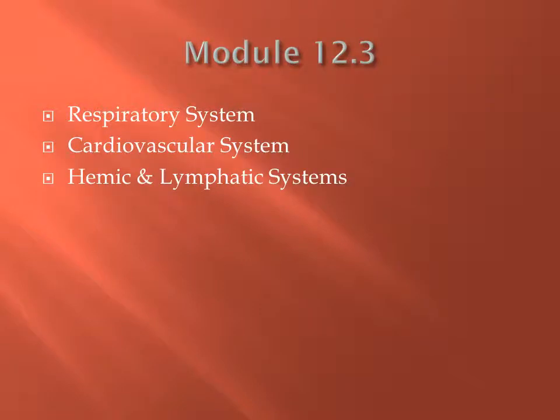Module 12.3, Respiratory System. These are procedures on the nose, sinuses, larynx, trachea, bronchi, lungs, and pleura. We have the cardiovascular system, which is procedures on the heart and the pericardium, the cardiac valves, arteries, and veins. And the hemic and lymphatic system involves spleen, lymphatic nodes, bone marrow, and stem cells.